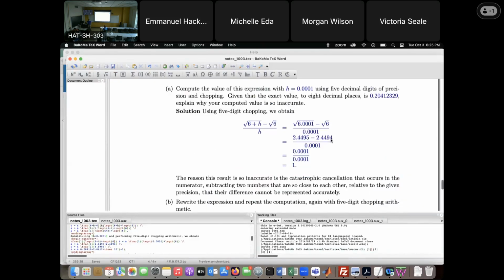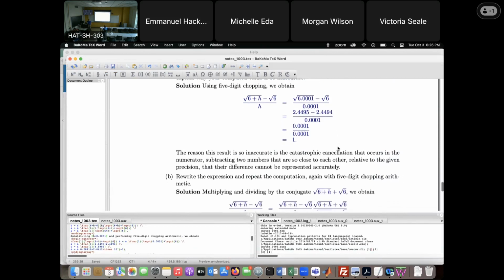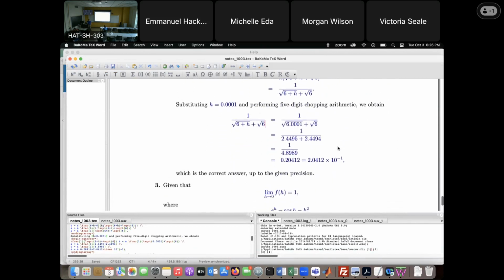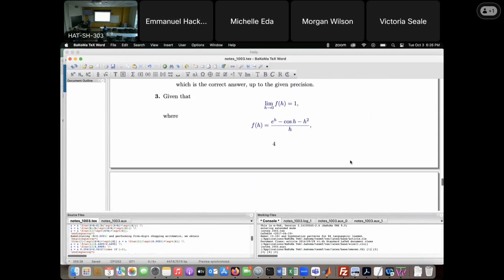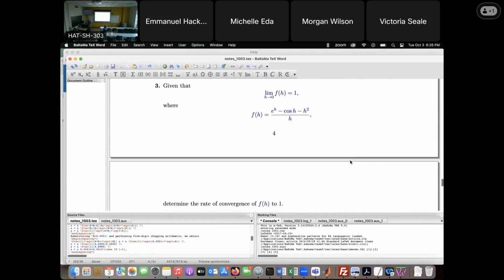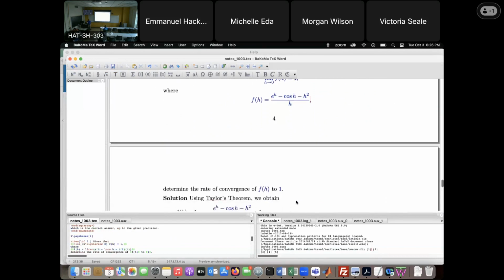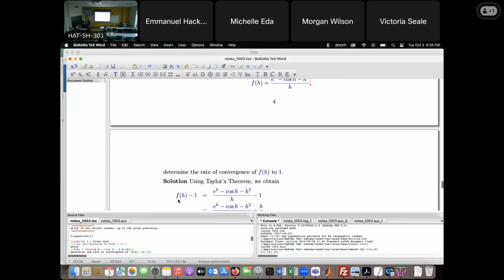Any questions about this one? Here's another rate of convergence one, where I went overboard with the Taylor remainder. Here you're told that the limit of this expression as h goes to 0 is 1. To determine the rate of convergence, since it's converging to 1, you need to look at your function minus 1. So you have to subtract off the limit. Don't forget to do that.